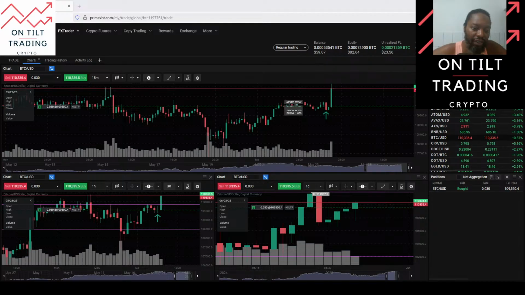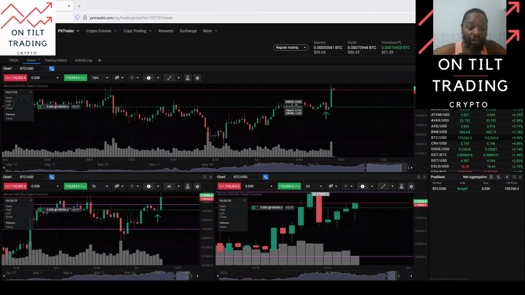Now it looks like we're headed towards a potential break of structure here on the hourly. If this candle here is able to close above this candle here, which was the previous or current week high, we need this candle to close before we can get a confirmation on that break of structure. But this is a potential break of structure on the 60-minute chart.